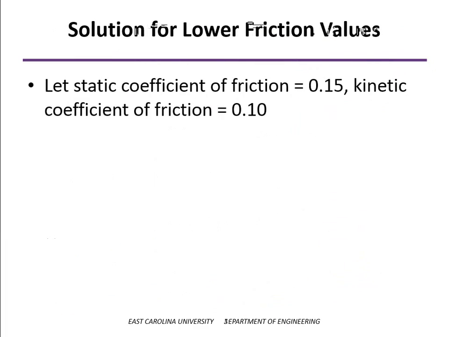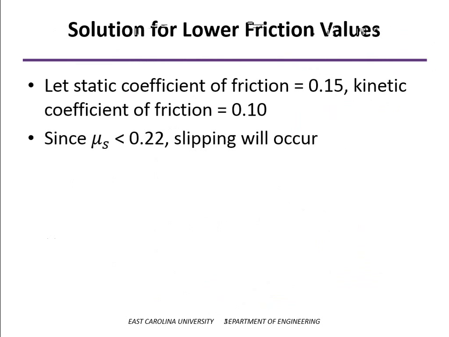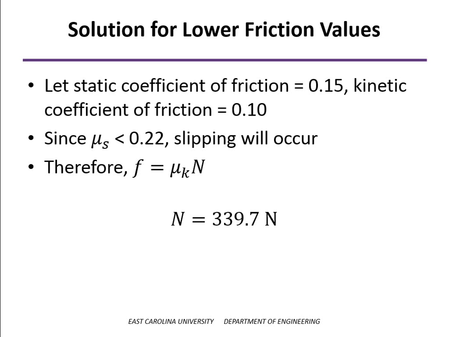Okay, so there's our, again, our values that we're going to look at. We know that slipping will occur because our static coefficient of friction is less than the critical value that we calculated. And so in that case, the friction force is going to be the kinetic coefficient of friction times the normal force. We calculated the normal force earlier, and so our friction force is going to be 33.97 newtons.